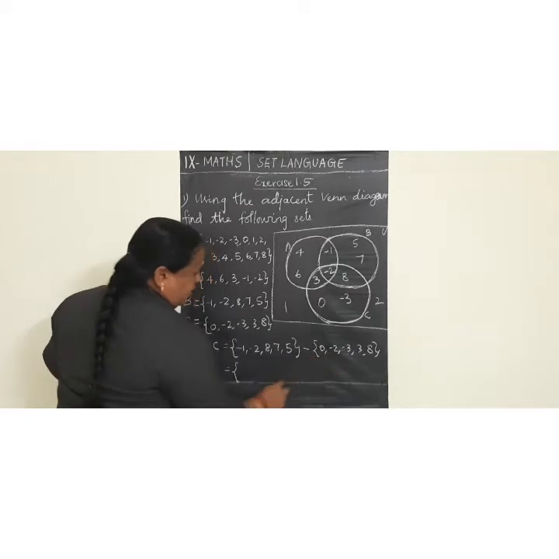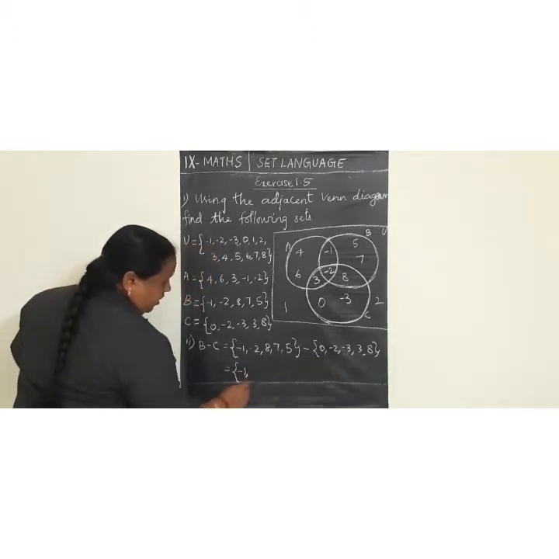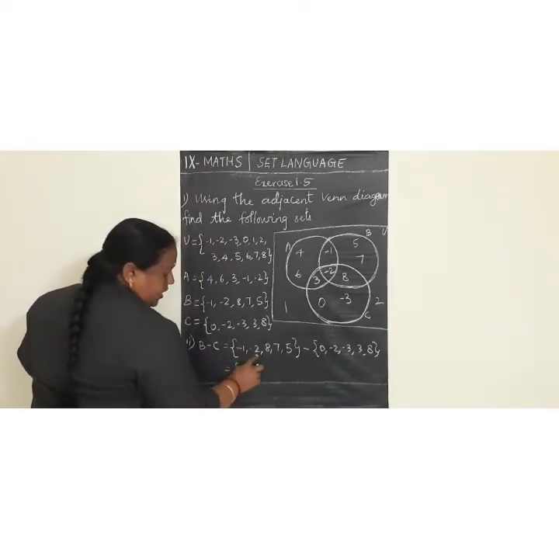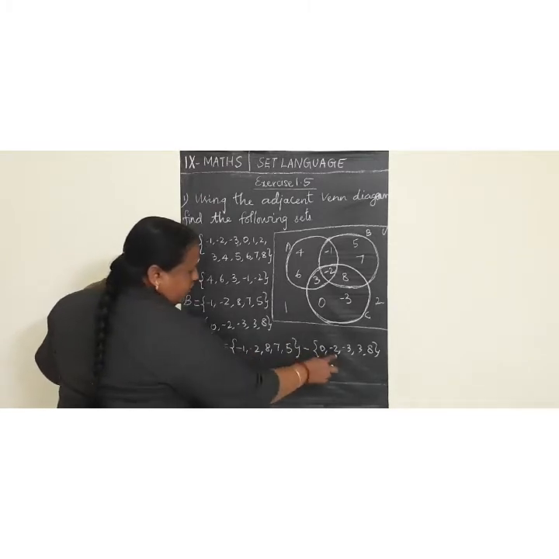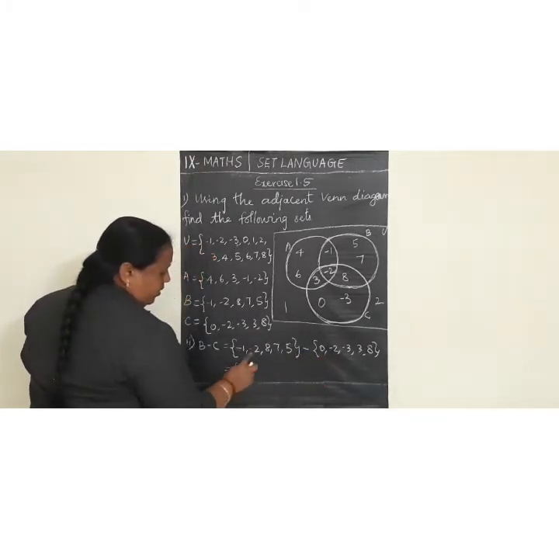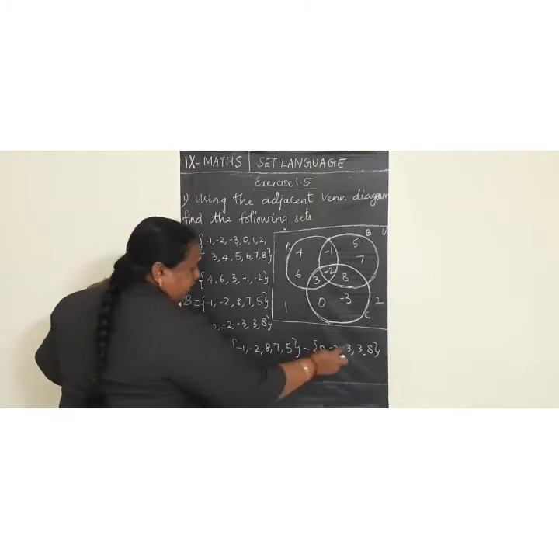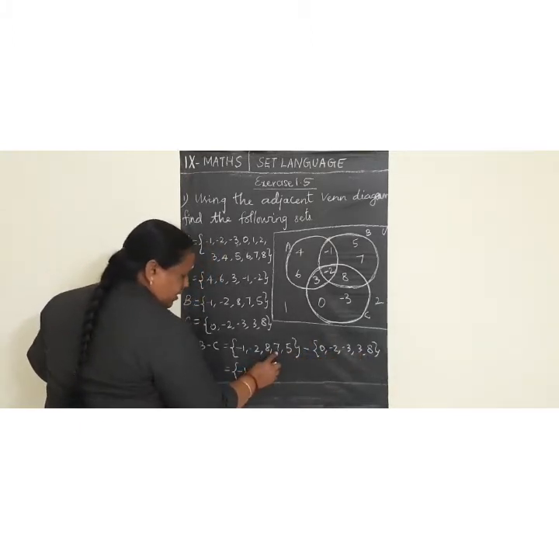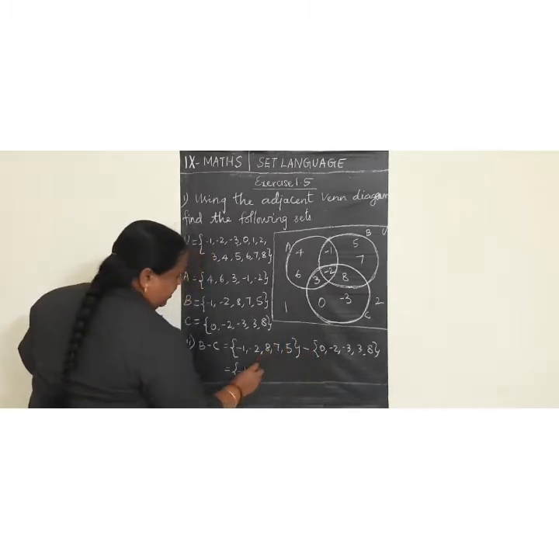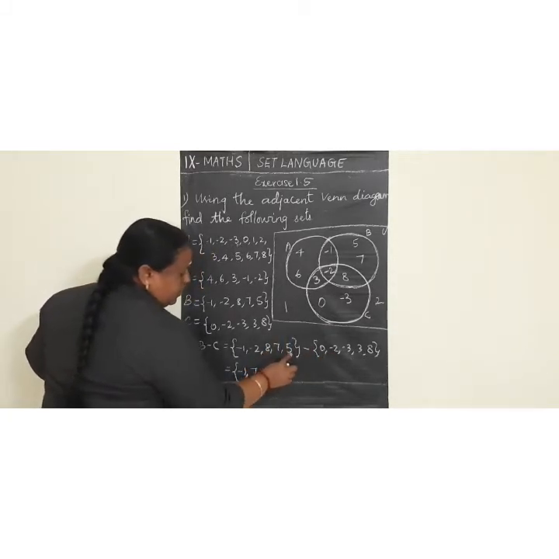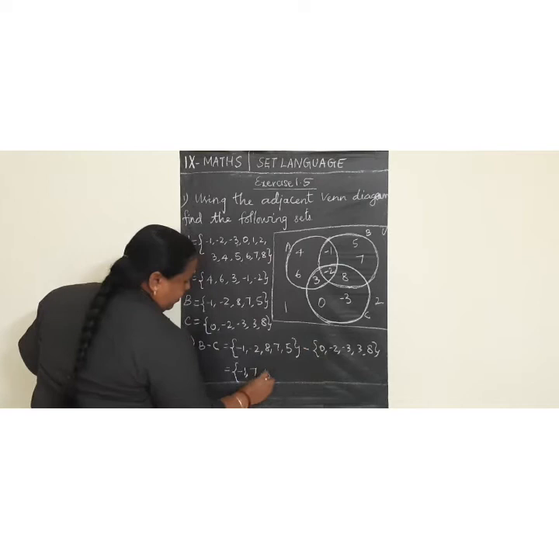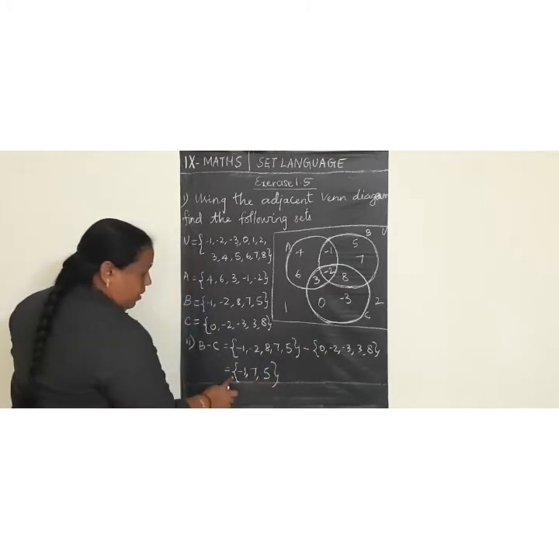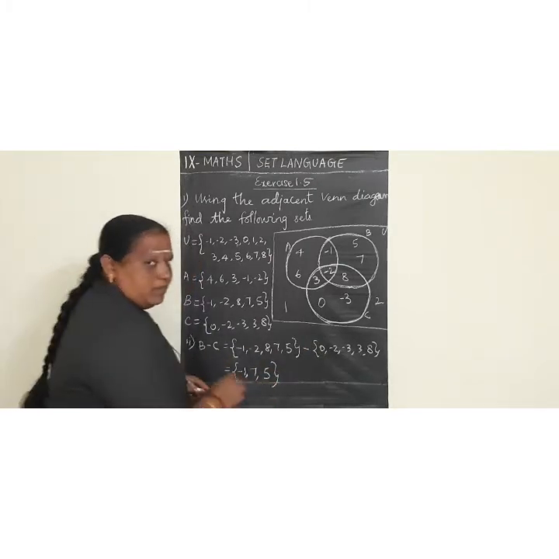Minus 1 is not here in the set C, so we have to write minus 1. Next element is minus 2. Minus 2 is there in C, so we won't write that one. Next element is 8. 8 is also there in C, so we won't write that one. Next element is 7. 7 is not in C, so we have to write 7. Next element is 5. 5 is not there, so we have to write 5. B minus C is equal to minus 1, 7, 5.